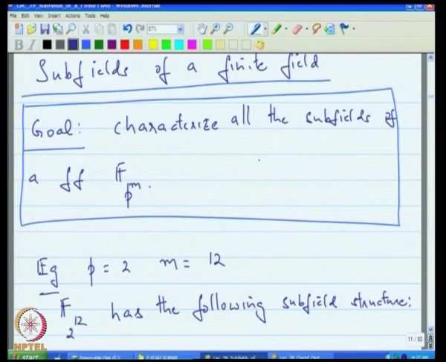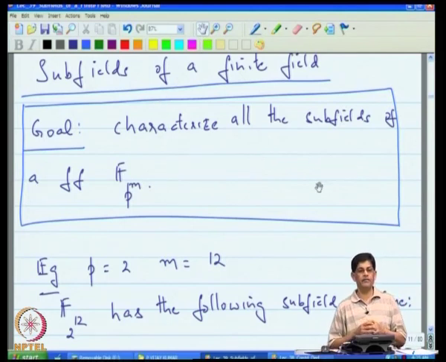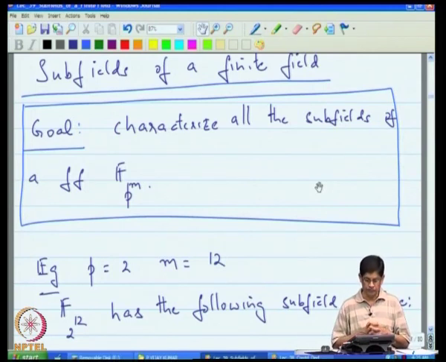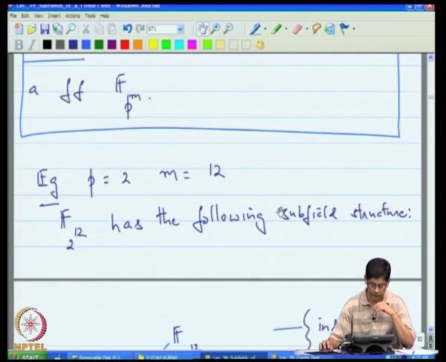So, our immediate goal now is to characterize all the subfields of a given finite field F_{p^m}, and it turns out that such a characterization is possible purely by keeping in mind the size of the finite field. It is best illustrated with an example.